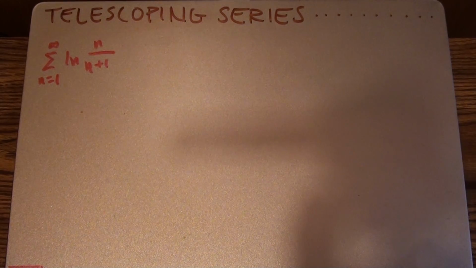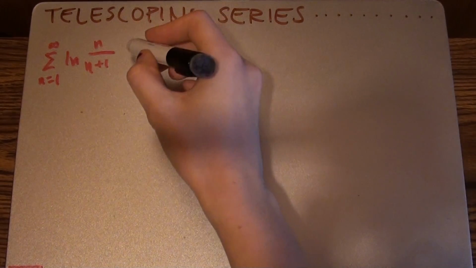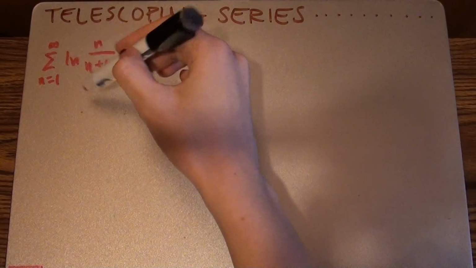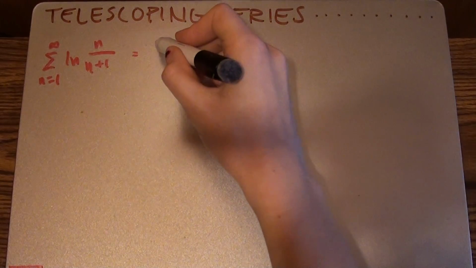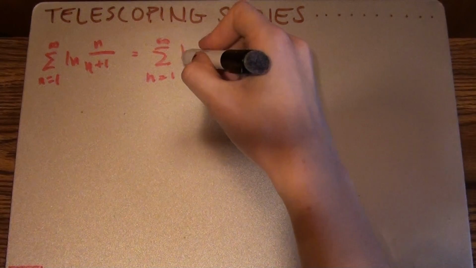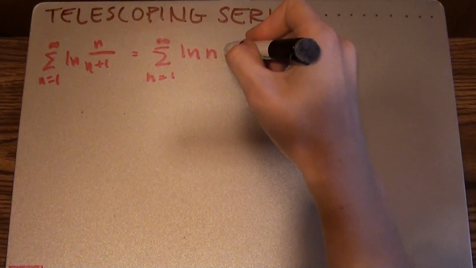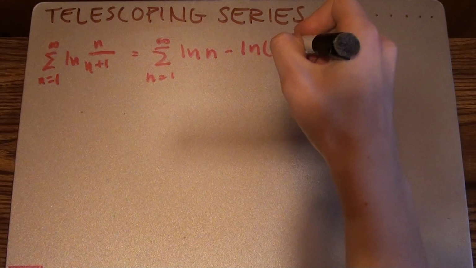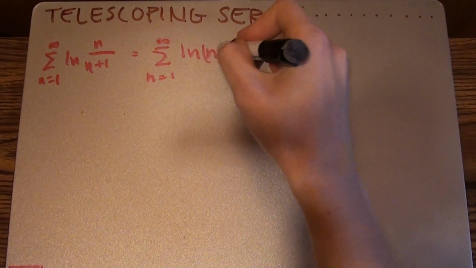So let's get started. I have a series written down, and the first thing we want to do is see if there's any way to make it look a little easier to use, which will help us identify terms that easily cancel. Since we have a division inside our natural log, by our logarithm rules we can rewrite this as the series from 1 to infinity of the natural log of n minus the natural log of n plus 1.